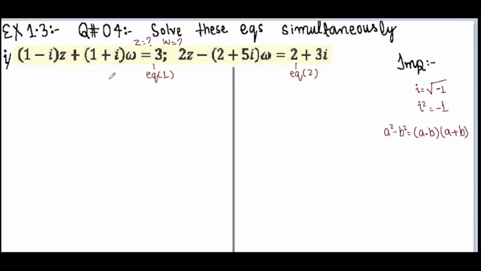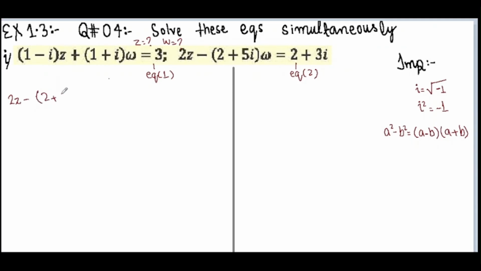Now, we can see here that the coefficient of z is 1 minus iota, the coefficient of w is 1 plus iota, the coefficient of z in the second equation is 2 and the coefficient of w here is minus 2 plus 5 iota. Now, we can see that this is a complex number, this is also a complex number, this is not a complex number and this is not a complex number. So, we can find the value of z because it has no complex number as its coefficient. It is much easier than the other ones. So, we are going to write this equation first.